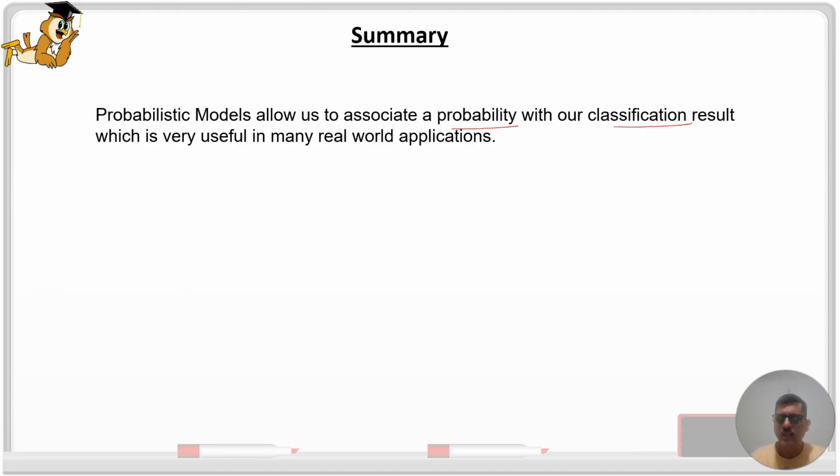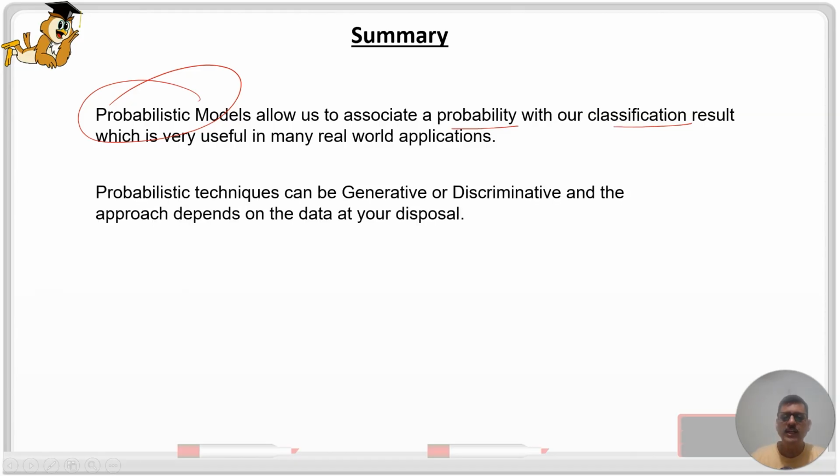We saw that there are real world applications where you want to know how much confidence the system has in the answer it has returned, and probabilistic models do that very well. Probabilistic models associate a probability. Probabilistic techniques can be generative or discriminative.